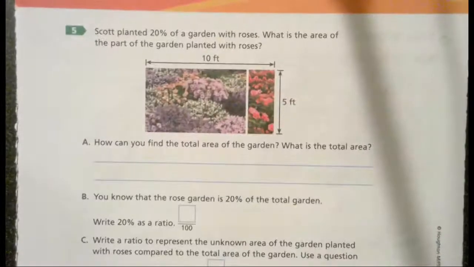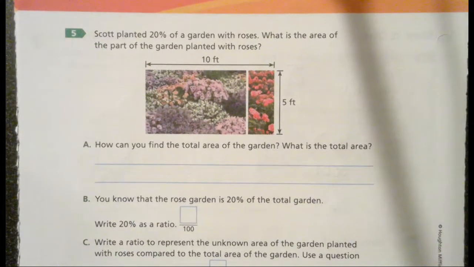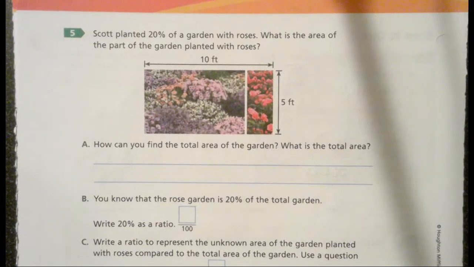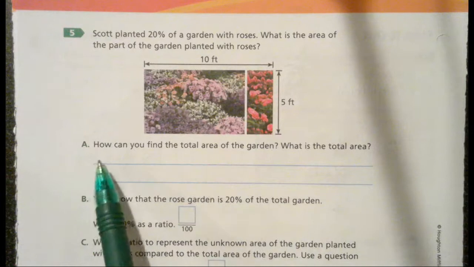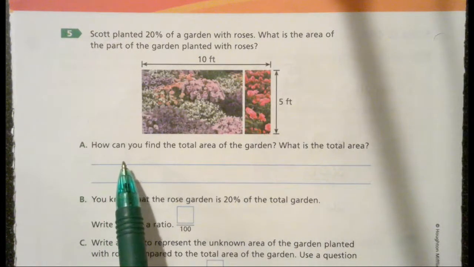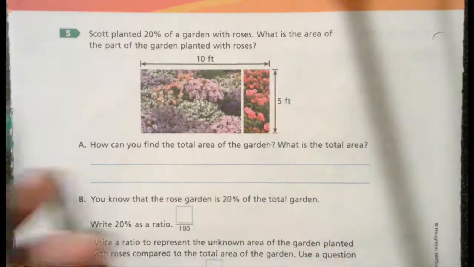Let's do just a couple more, see how much farther we can get in the time we have. Alright, turn over to page 216. This one has several different steps to it. Scott planted 20% of a garden with roses. What is the area of the part of the garden planted with roses? Oh my goodness, so we have to figure out what this little section is right here. How can you find the total area of the garden? Oh, okay, we can multiply the length times the width. So we have length times width.